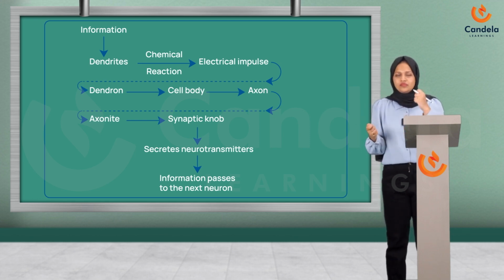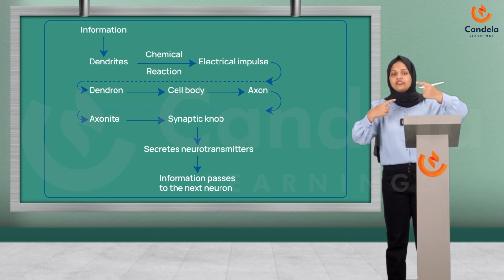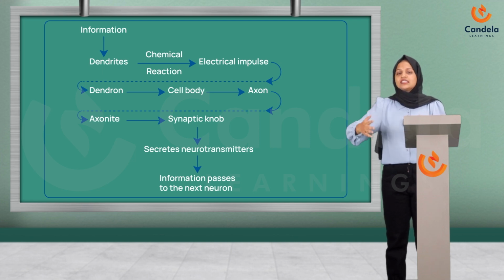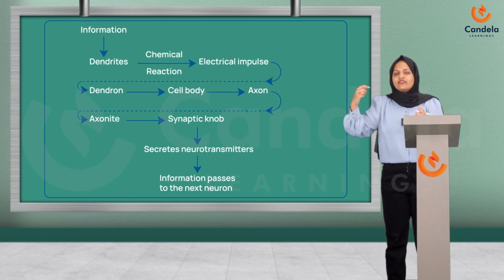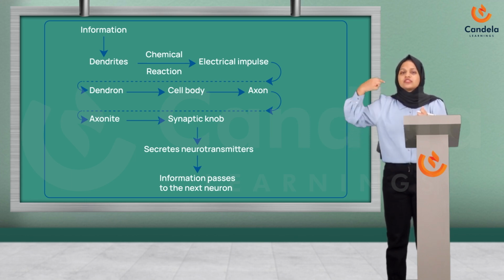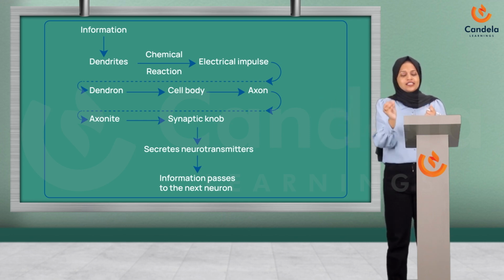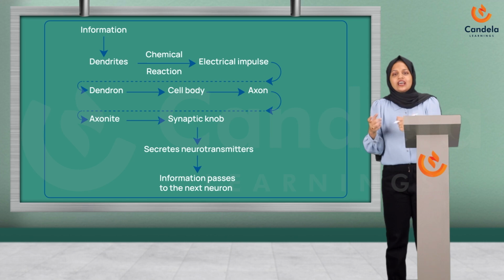Okay, is it clear now? The information was with the dendrite, then it goes to the dendron, and from the dendron the information is given to the cell body. Now from the cell body, this electrical impulse passes outside to the axon, and from the axon the electrical impulse moves to the axonite, and from the axonite it goes to the bulb-like structure known as the synaptic nerve. Now where is our information present? It is present in the synaptic nerve. So our electrical impulse is confused: I have reached the end, where will I go now?